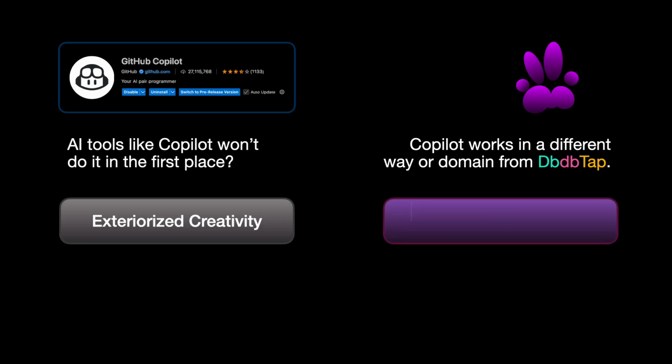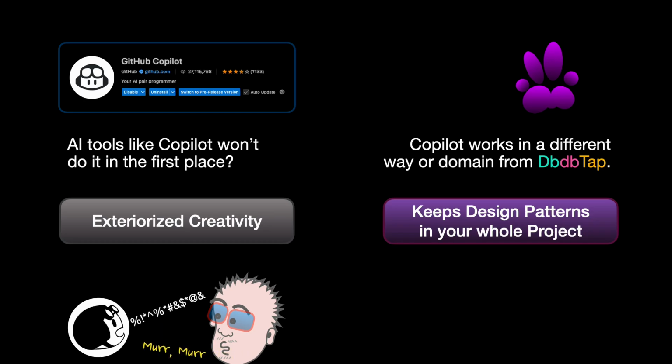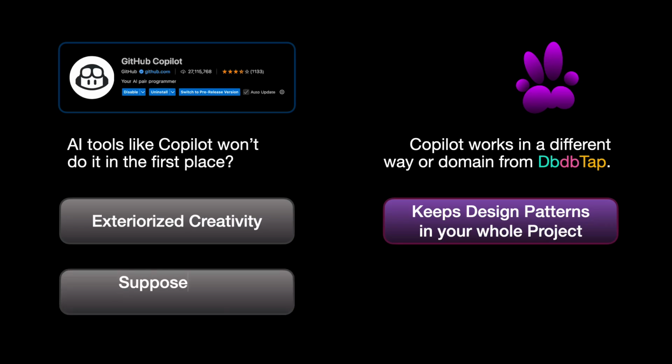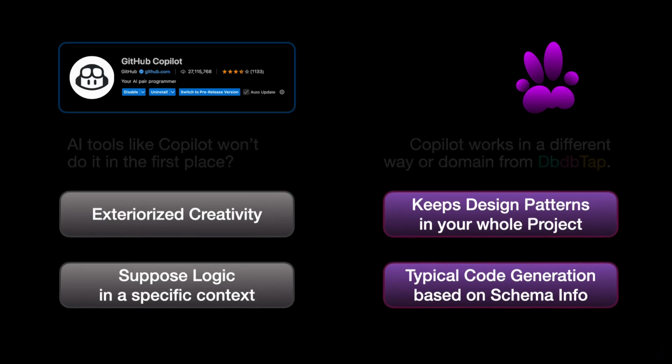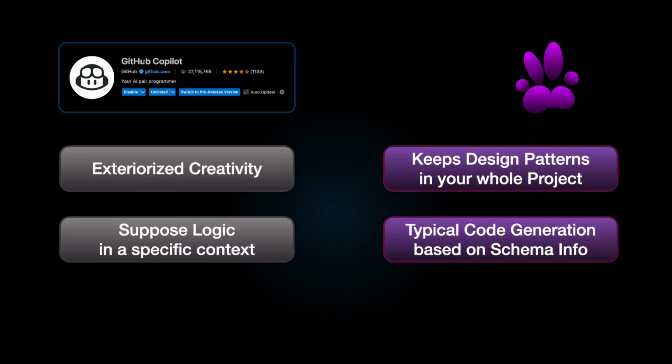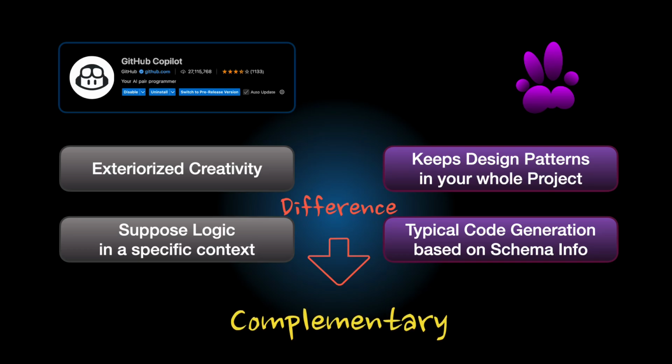Different but complementary. Getting Copilot to act like DbdbTap requires a lot of hand-holding. Inputting schema info, providing prompts, and double-checking the sometimes wonky output. My workflow: generate initial code with DbdbTap, then let Copilot assist with the logic. These tools aren't rivals, they're dance partners in your coding tango. It takes two to tango, right?